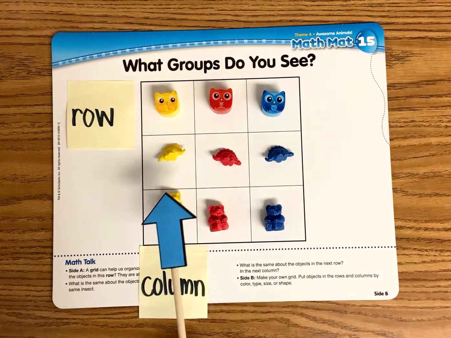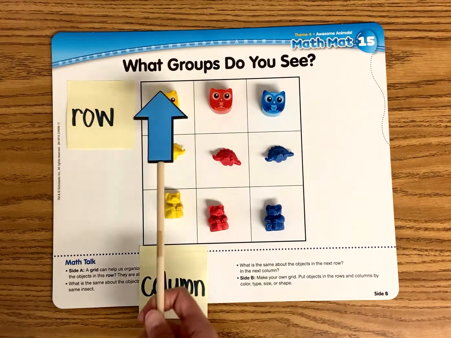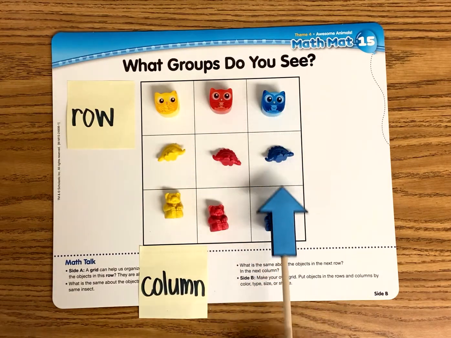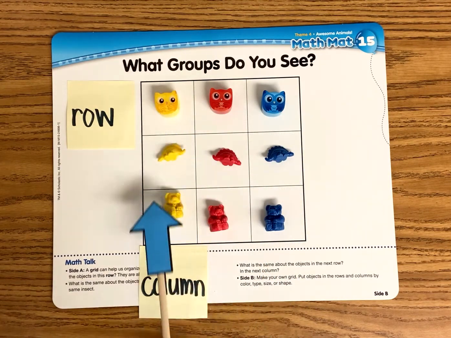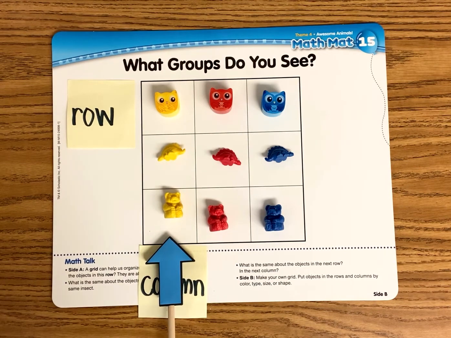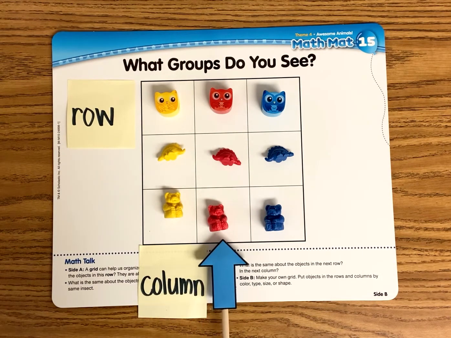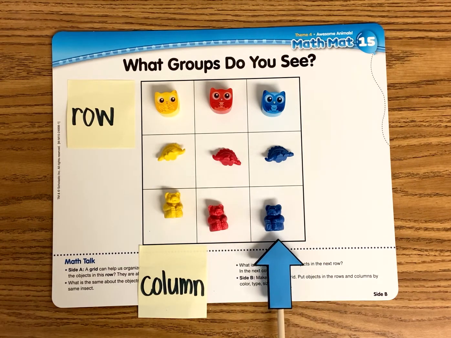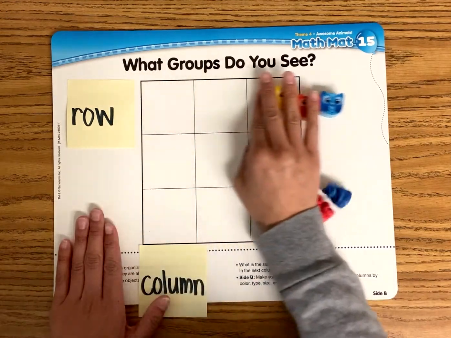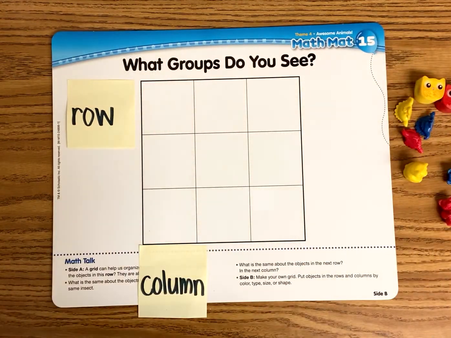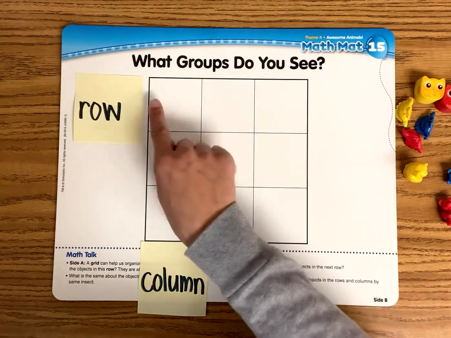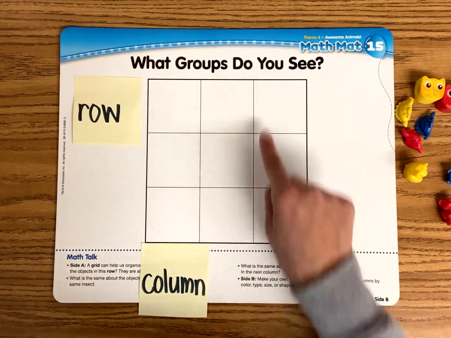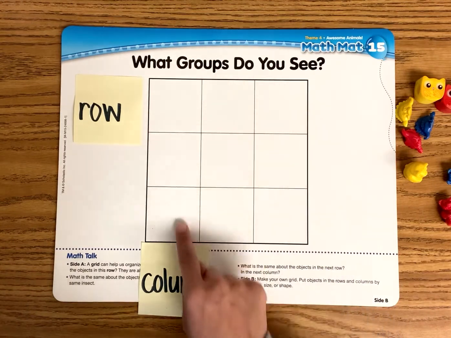Now, in our grid with our columns, we've organized them by color. So the first column shows yellow animals. This column shows us red animals. And this last column shows blue animals. So if I take them all off, let's try to organize our grid again. Remember, you can organize it by rows or columns, and we did animals and colors.